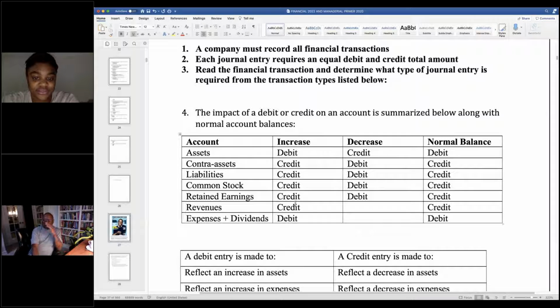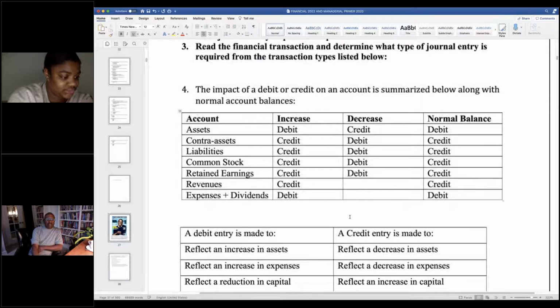Retained earnings, credits increase, debits decrease. If the company's doing well, the retained earnings has a credit balance. If it's not doing well, it has a debit balance. Revenues, credits increase them. Expenses and dividends, debit increase them. So, you always want to sort of be familiar with this.